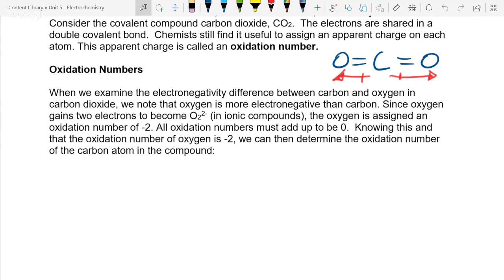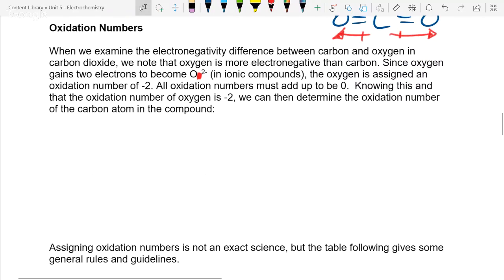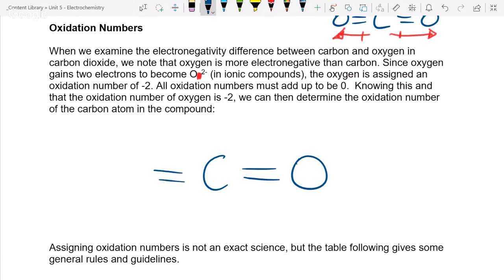So what we say is this. Since oxygen would normally gain 2 electrons to become O2 negative in an ionic compound, we give oxygen the oxidation number -2. And actually, I was going to redraw this nicely down here. We say that oxygen, if it were to make an ionic compound, would take a charge of -2. This oxygen, if it were to make an ionic compound, would take a charge of -2.